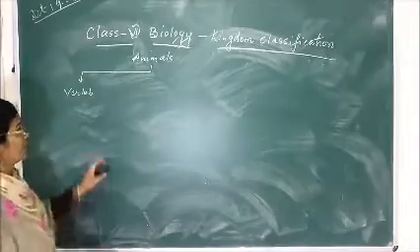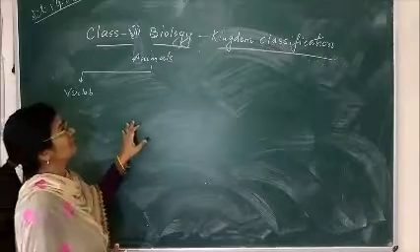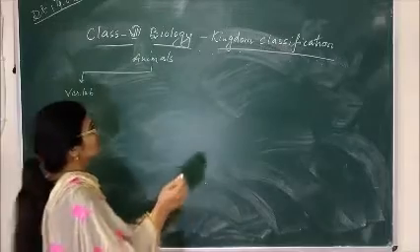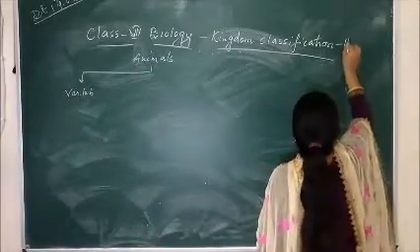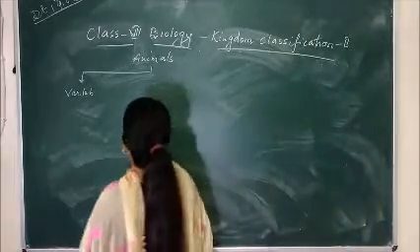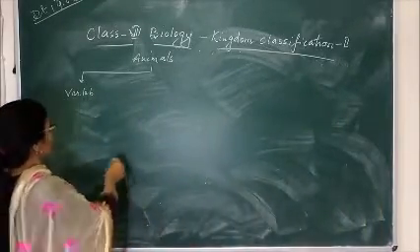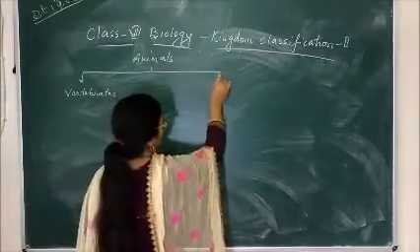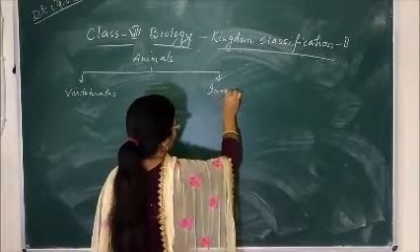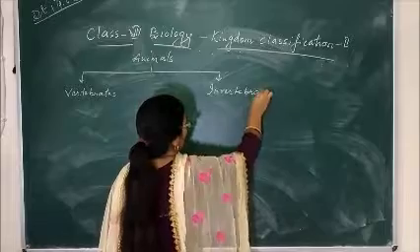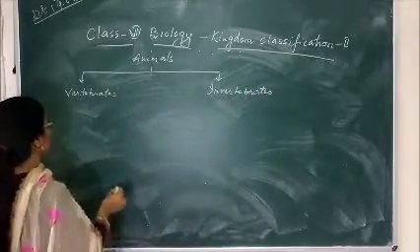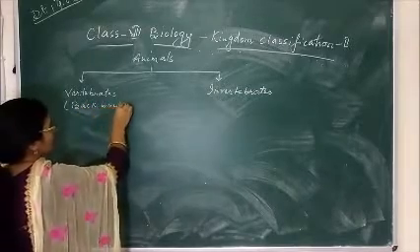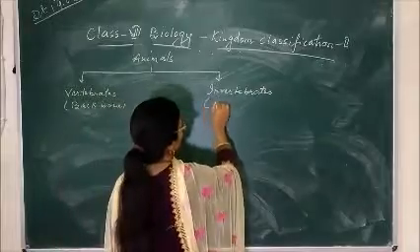Good morning, children. So I will continue the third lesson of class 7, that is Kingdom Classification, second. Here we all know that animals are divided into two groups, vertebrates and invertebrates. Vertebrates are those animals which have backbone, and invertebrates are those animals which do not have backbone.